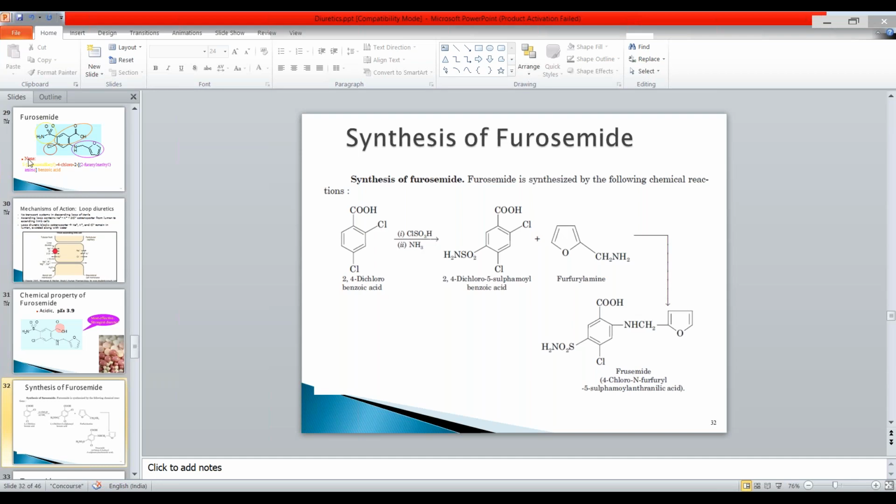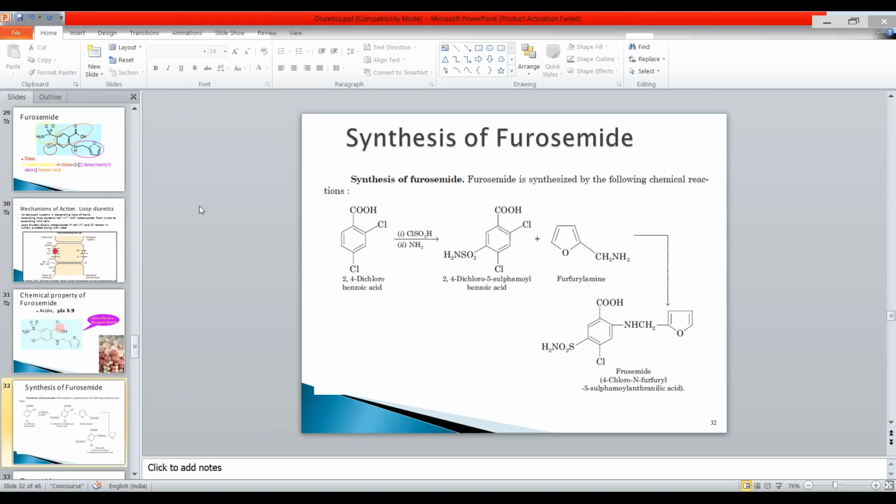You can take down the synthesis of furosemide, or you can take a screenshot of it and note it down later. If you have any questions, ask them now in the chat box. Okay, you don't have any questions.